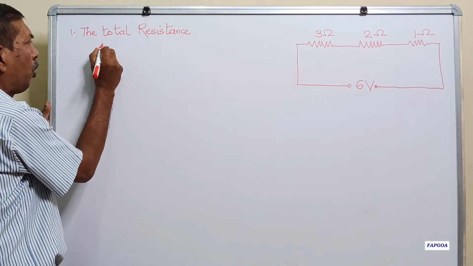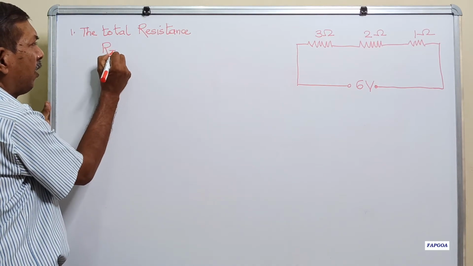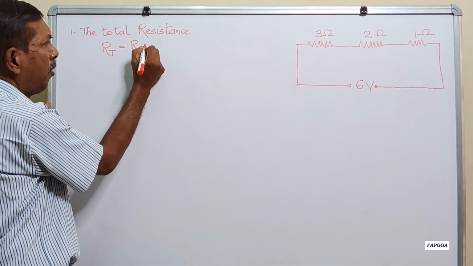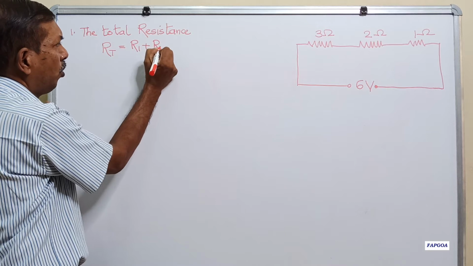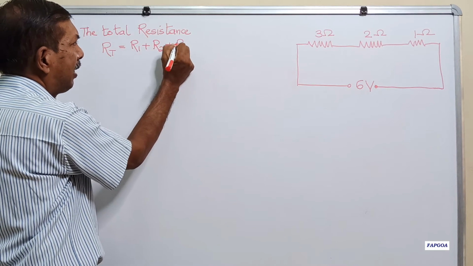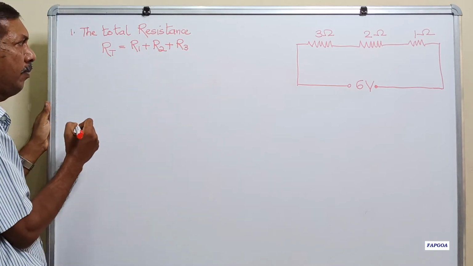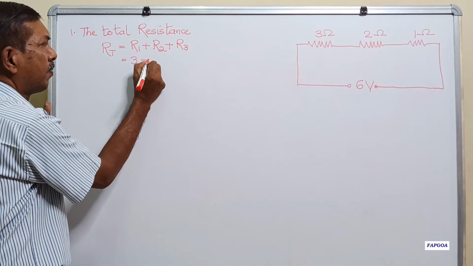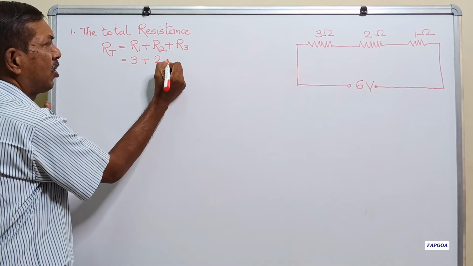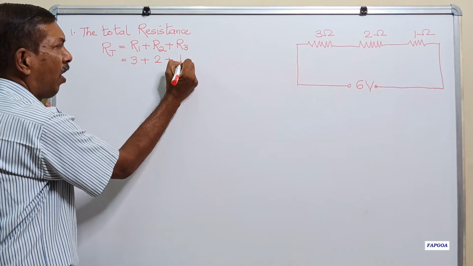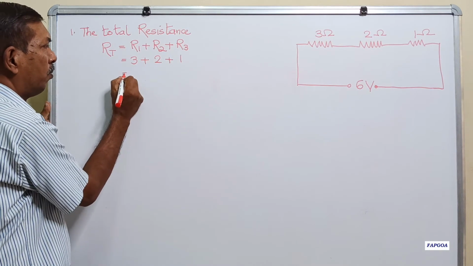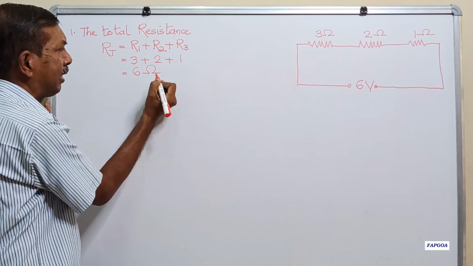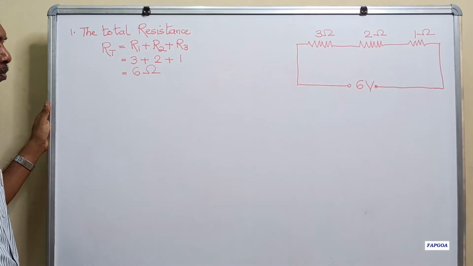So to calculate the total resistance, you use the formula RT is equal to R1 plus R2 plus R3. The value of R1 is 3 ohms, the value of R2 is 2 ohms and the value of R3 is 1 ohm. So the total resistance of the circuit is 6 ohms.